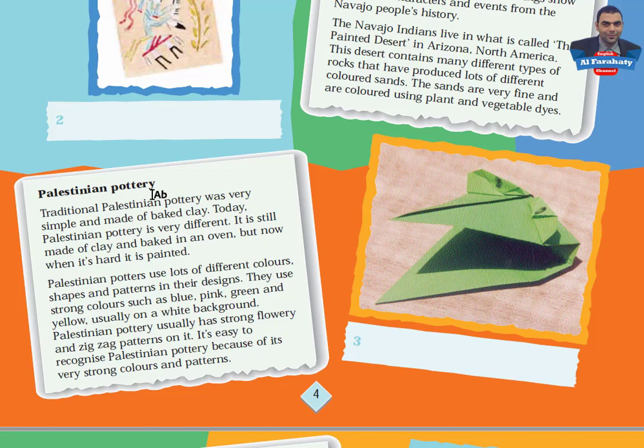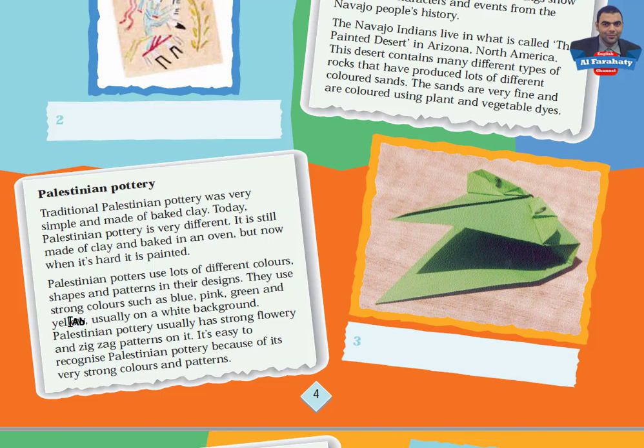Palestinian pottery. Traditional Palestinian pottery was very simple and made of baked clay. Today, Palestinian pottery is very different. It is still made of clay and baked in an oven, but now when it's hard, it is painted. Palestinian potters use lots of different colors, shapes, and patterns in their designs.